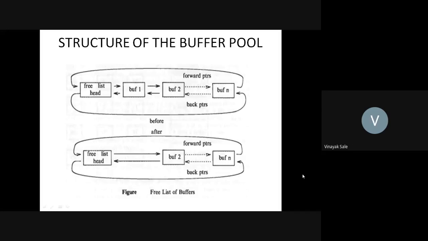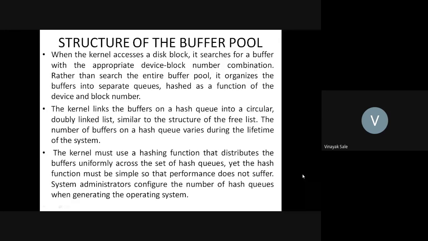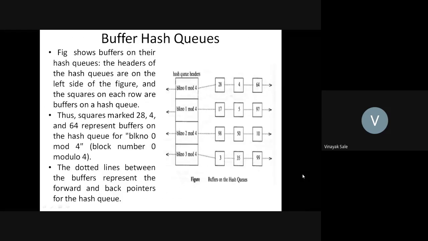Okay, then next, this is the structure of the buffer pool. Here one example has been given. Suppose there is a hash queue. This dotted arrow towards the back, on the left side, means it goes to the back side. Then here it goes to the forward side, and it is a circular linked list. This is block 0, block 1, block 2, block 3. There are a total of 4 blocks. That's why here it is mod 4.